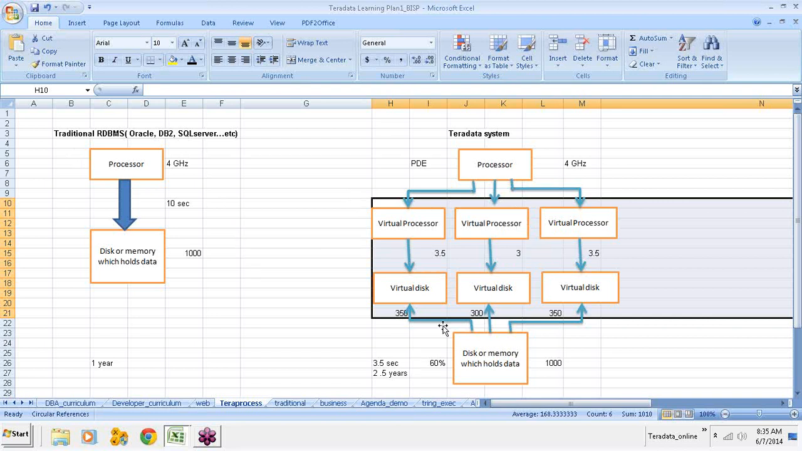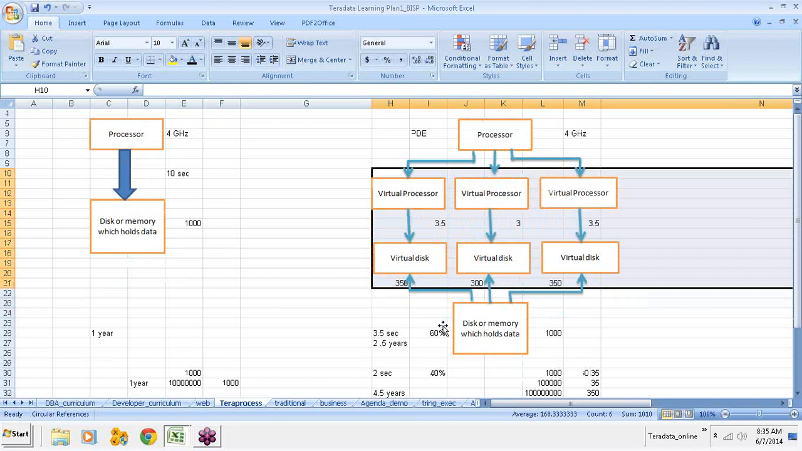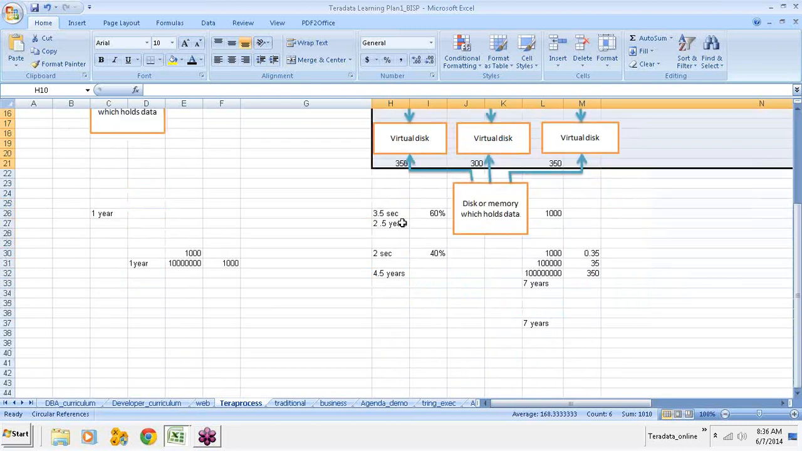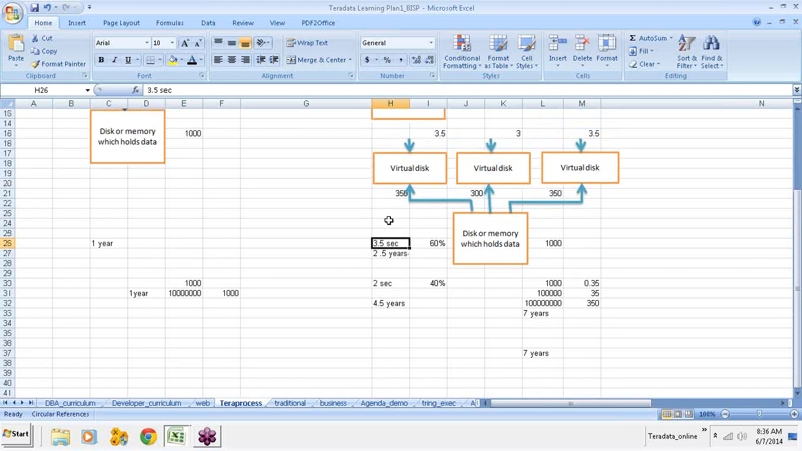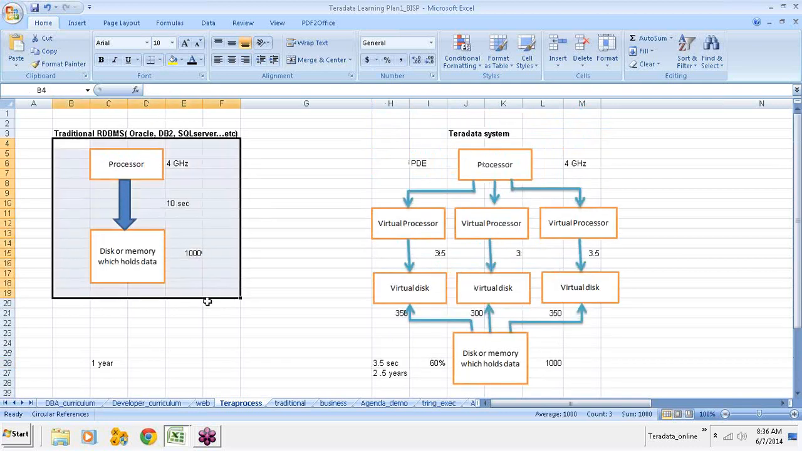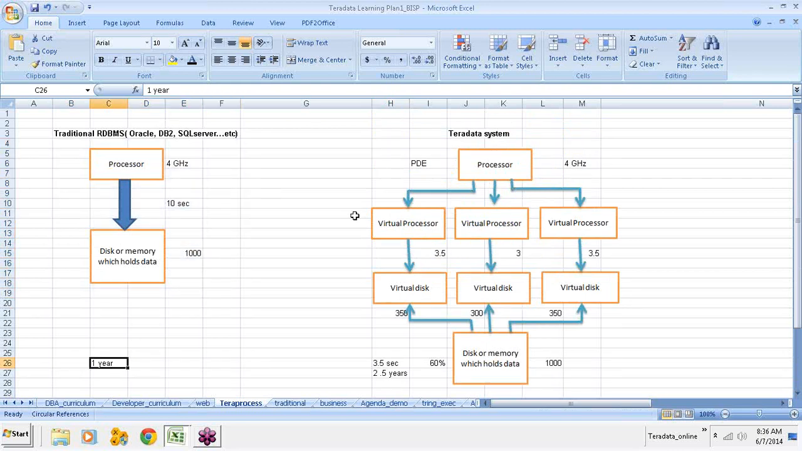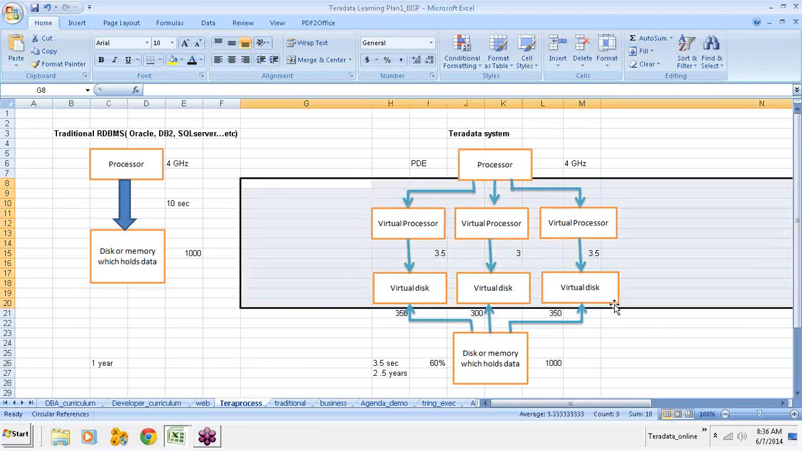And with this machine, how many years can we be happy? We can be happy up to 3 times more than what we can be with this normal traditional machine. For example, with this traditional machine we are happy for 1 year, but with a machine having 3 virtual processors and 3 disks running parallelly, which is 3 times better than the normal machine, how many years can we be happy? Almost 3 years.